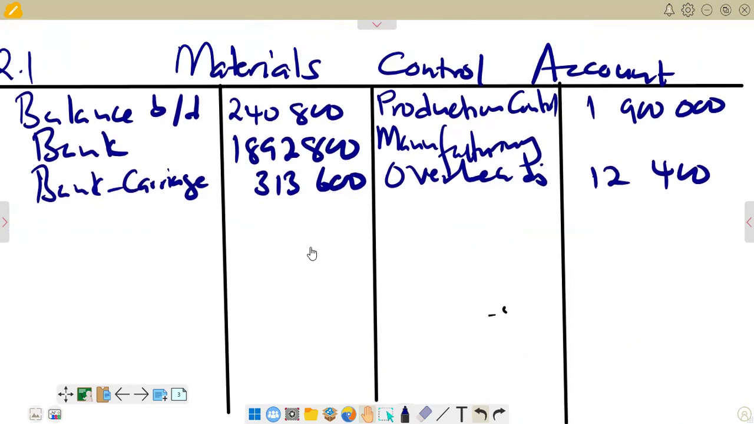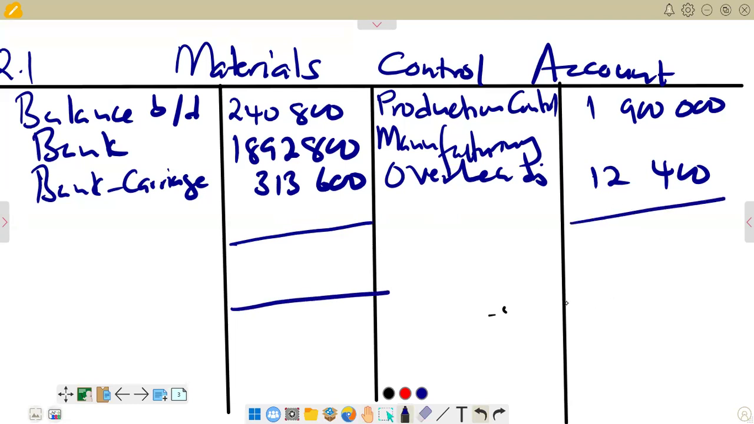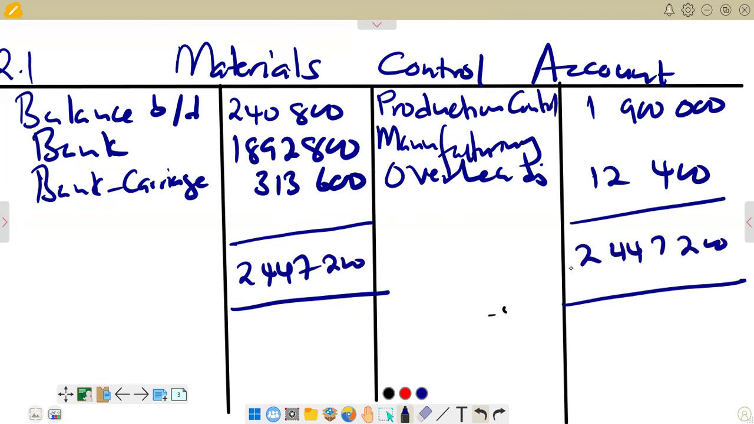Now we're on the materials control. So on the materials control again, we can put our double lines. So what we are saying now, if you get the debit and the credit, you see that the total we're going to find on the debit side, which is 2,447,200. So the same total will come here, 2,447,200. So here we are supposed to split the space for our balance figure.